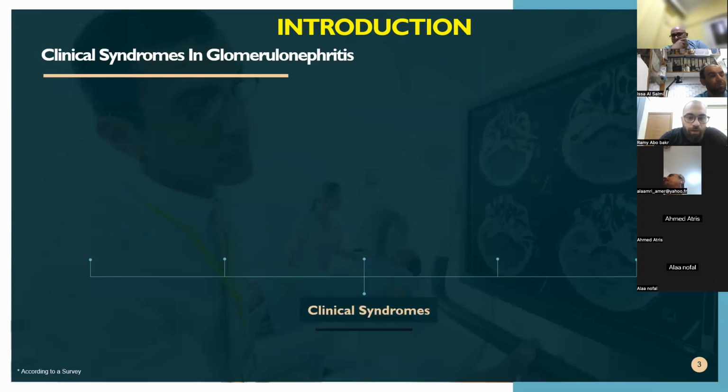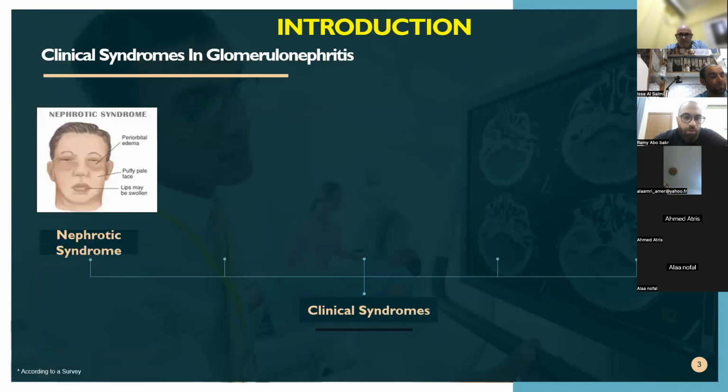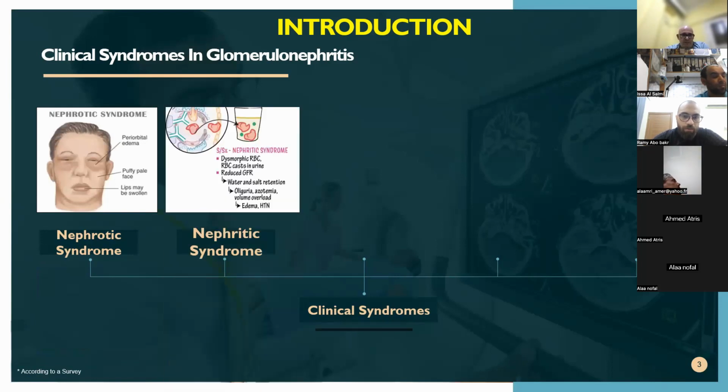We have 5 main clinical syndromes in glomerulonephritis. We have what is called the nephrotic syndrome, in which the patient presents with generalized edema, heavy proteinuria, and hyperlipidemia. And we have also what is called the nephritic syndrome, in which the patient will present with active urine sediment, diminished GFR and azotemia, and sometimes the patient needs dialysis.